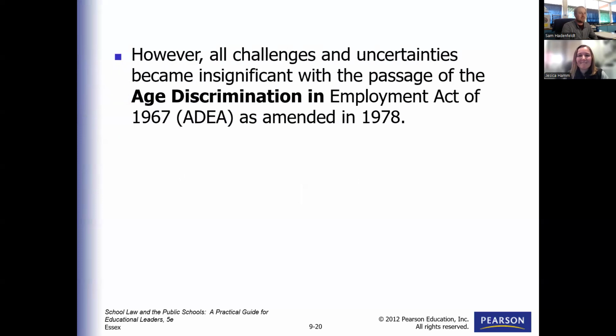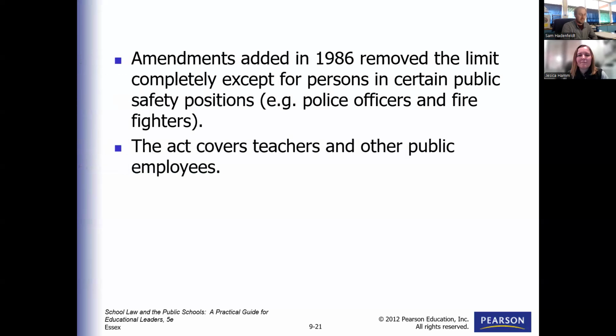However, all challenges and uncertainties became insignificant with the passage of the Age Discrimination and Employment Act of 1967, ADEA, as amended in 1978, where any employee above the age of 40 cannot be discriminated against based off of their age. Amendments added in 1986 removed the limit completely, except for persons in certain public safety positions like firefighters or police officers. And the act covers teachers and other public employees. And litigation for age discrimination is very similar to that of race or gender. It's pretty much the same process.